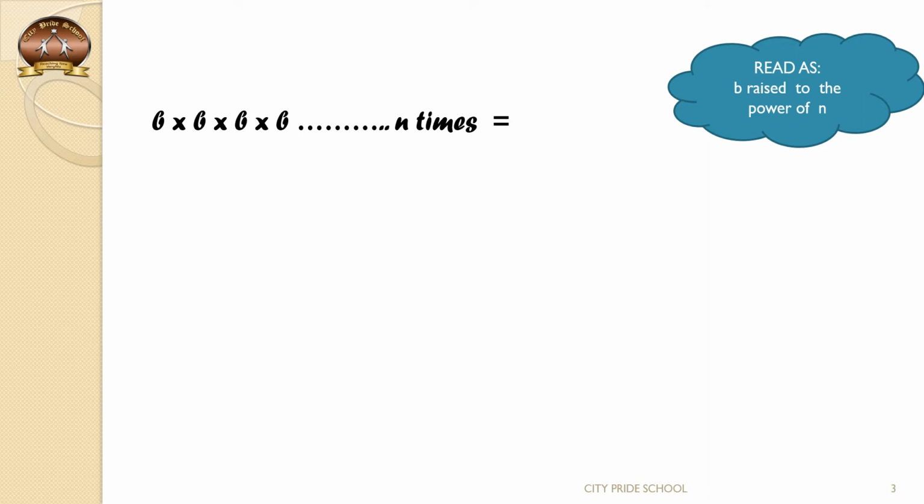So let us now take one more example. Here you can see that b is multiplied n times. So if I want to write this in exponential form, I will write it as b raised to n. And how will I read it? Since b is the base and n is the power, I will read it as b raised to the power of n or b raised to n.